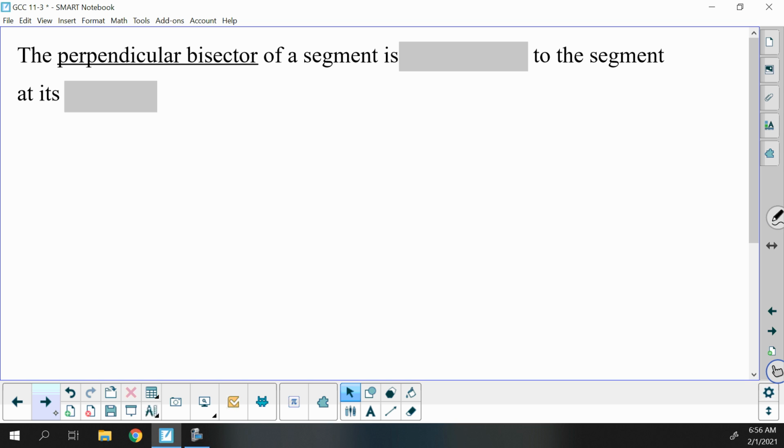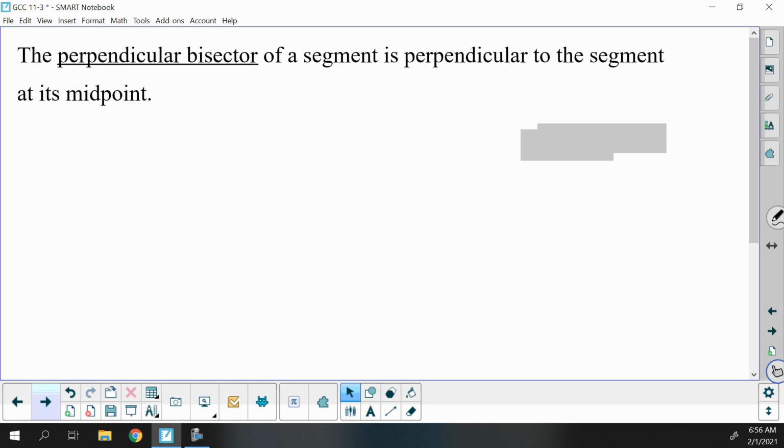On the bottom, the perpendicular bisector of a segment does two things. It's perpendicular to the original segment, so you need to find the slope and do the negative reciprocal, flip and negate it. And then it also passes through its midpoint. So when working with a perpendicular bisector, you will have to find the slope and then switch it to its perpendicular slope, and then also find the midpoint, and then we'll use that to find the equation of the line. So that'll be our main thing today, is working with perpendicular bisector equations.